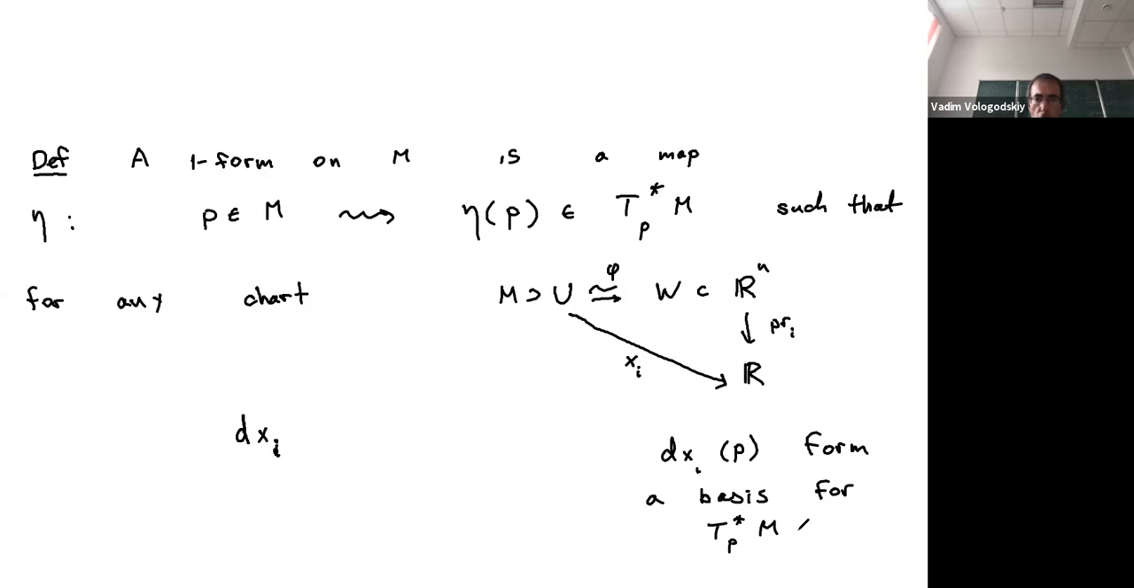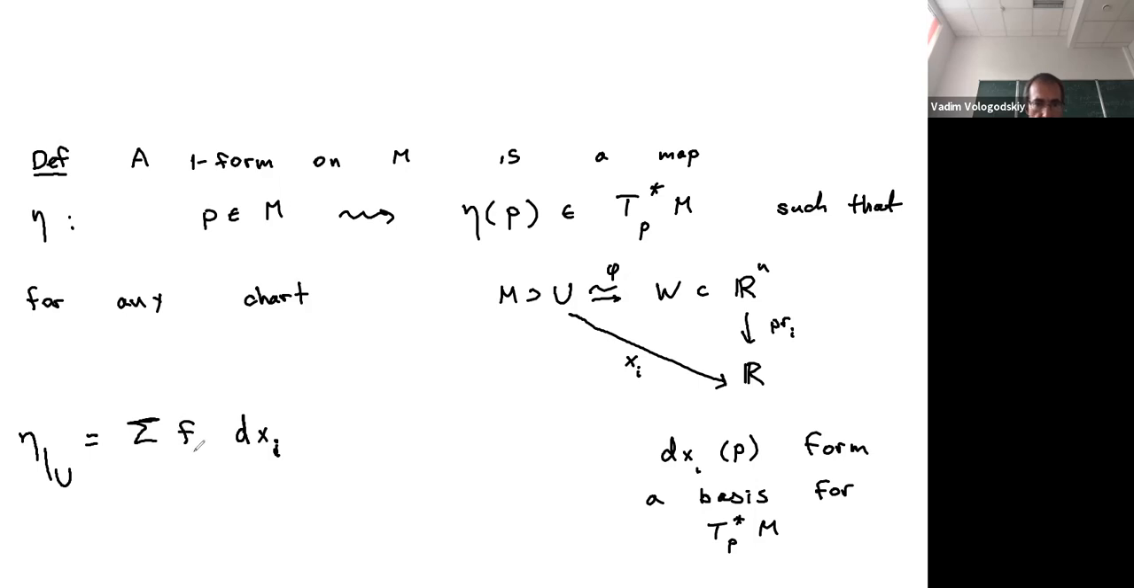Very good. Now, since they form a basis, I can write every cotangent vector as a linear combination of these basis vectors. So I will take my eta. Yes, it's a map defined on all of M, but I can restrict it to U. And then on U, I can write it as a linear combination of the following guys.